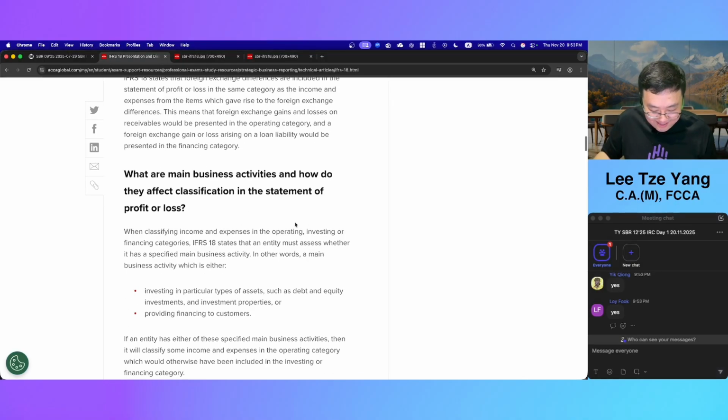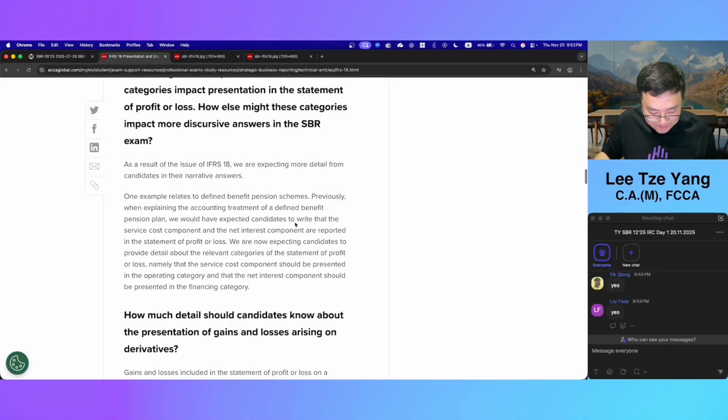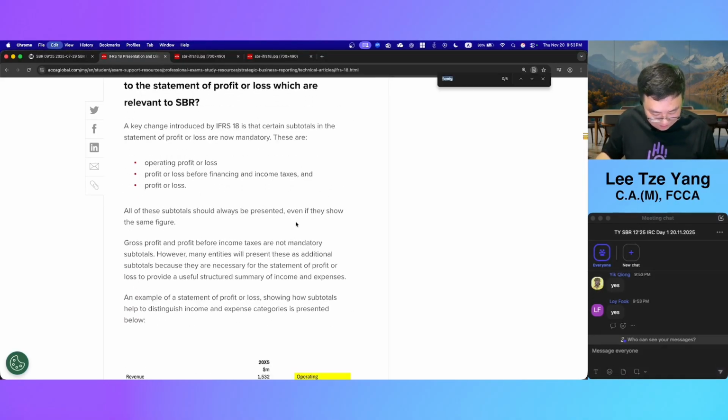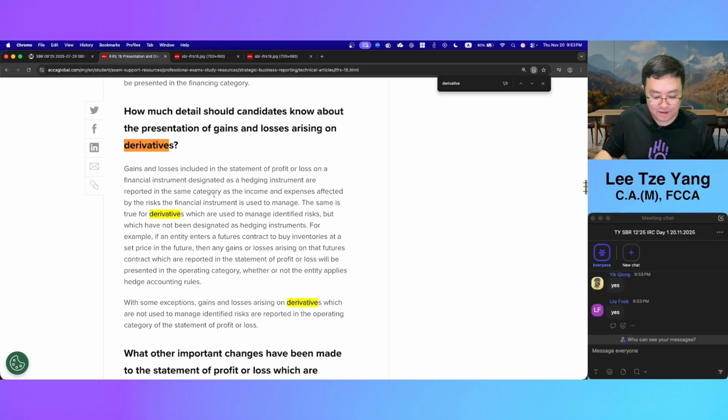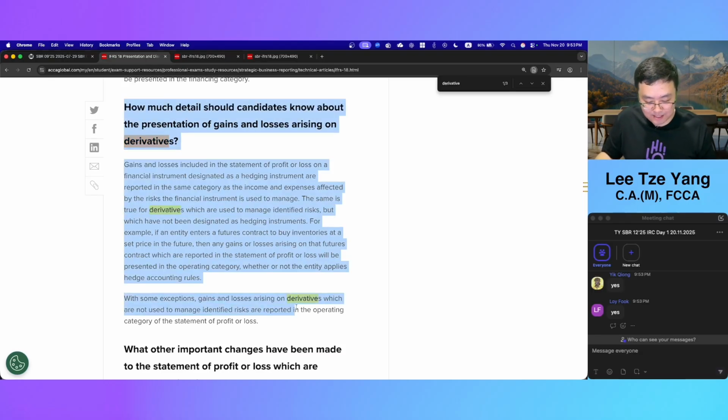Finally, the last thing that I want you to know is in terms of this thing called derivative. Okay, derivative. This one, the examiner actually just tells you, you only need to know this because in the actual standard, the derivative rules are also quite complicated. So the idea is like this.